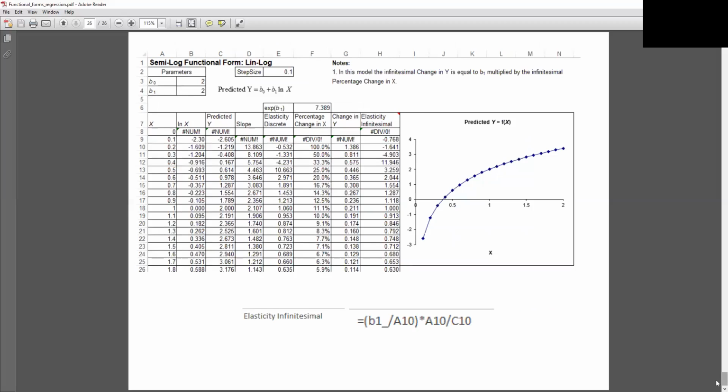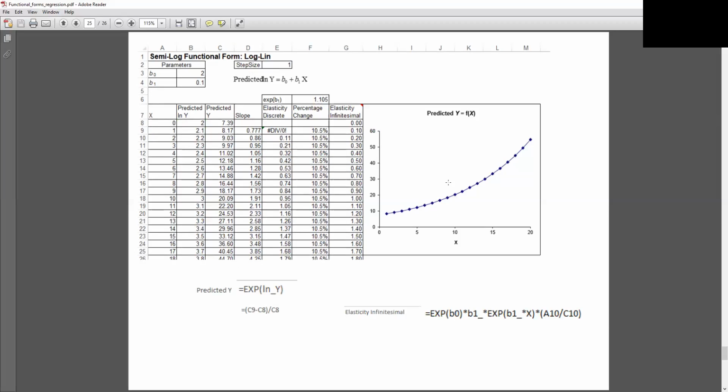Then coming to the LIN-LOG model. LIN-LOG; log-LIN is different. We know log-LIN is very important in the case of the growth model, right? We can use this to estimate the growth rate of anything. We can go for the instantaneous growth rate as well as the compound growth rate. That you know already, right?